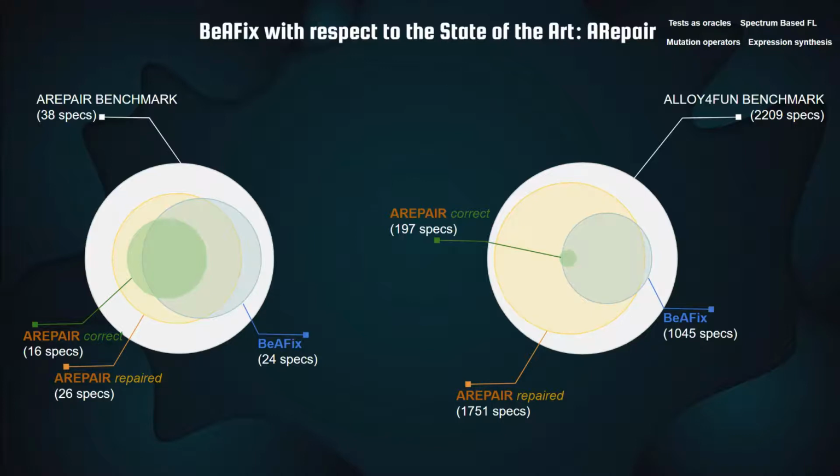With respect to overfitting, BeAFix can use both property-based and scenario-based oracles, but will benefit from property-based oracles being stronger than tests. ARepair, on the other hand, can only use tests and requires manually crafted tests to avoid these spurious repairs. When manual tests are used along with automatically generated ones, it can correctly fix 26 models of the ARepair benchmark.